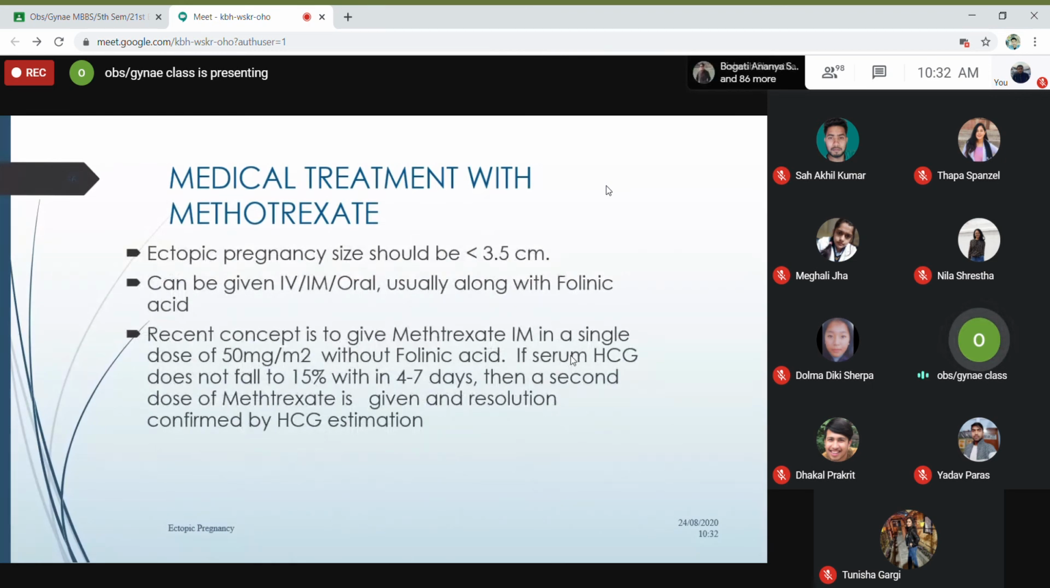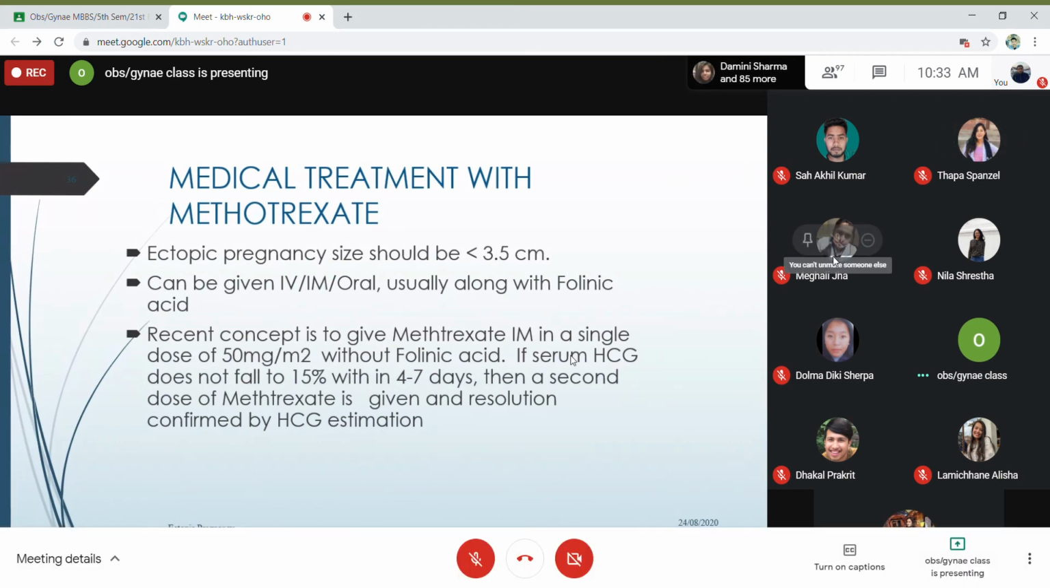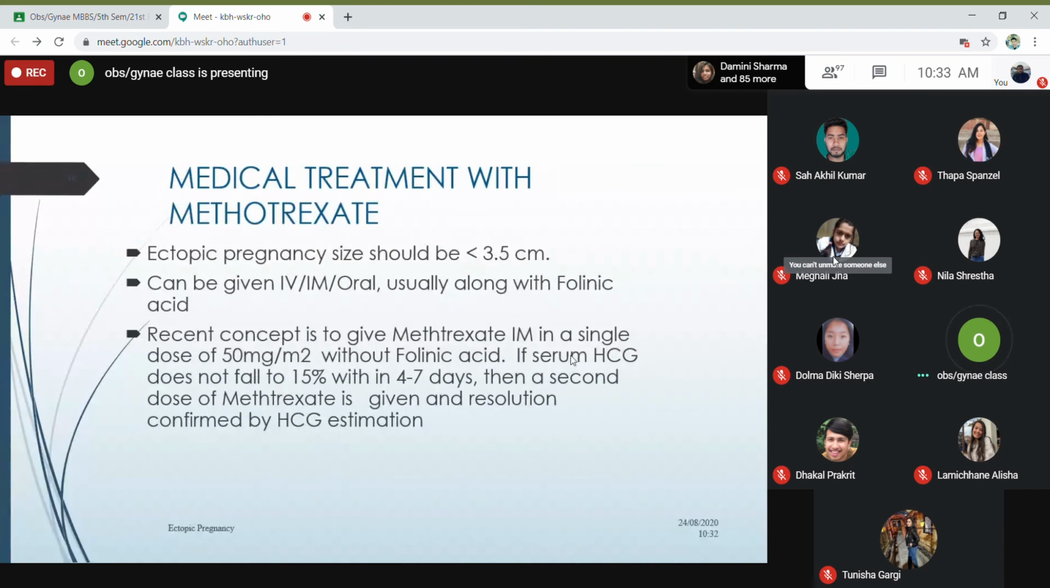So what is the criteria for medical management with methotrexate? The ectopic pregnancy size should be less than 3.5 centimeters. It can be given IV, IM or oral. What we do nowadays is we give methotrexate IM in a single dose.